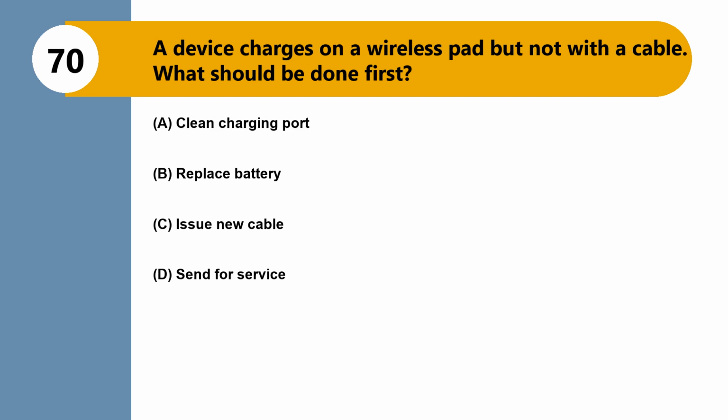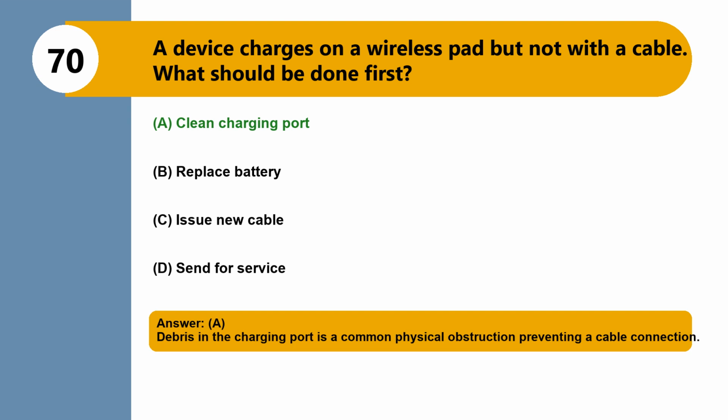Question 70. A device charges on a wireless pad but not with a cable. What should be done first? Option A, clean charging port. Option B, replace battery. Option C, issue new cable. Option D, send for service. The correct answer is option A, clean charging port. Debris in the charging port is a common physical obstruction preventing a cable connection.